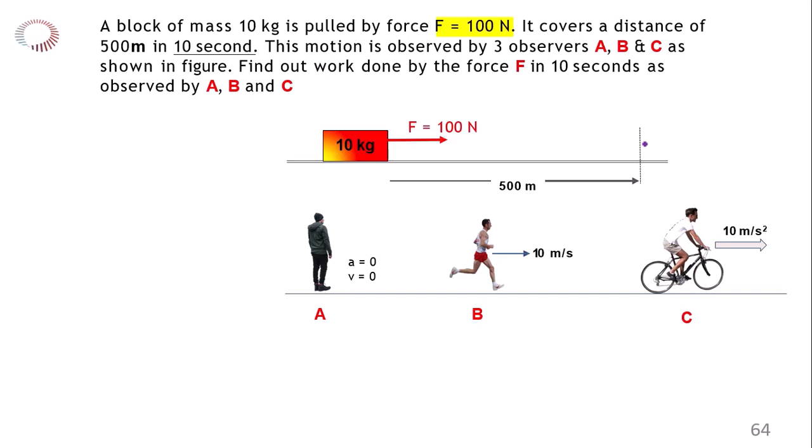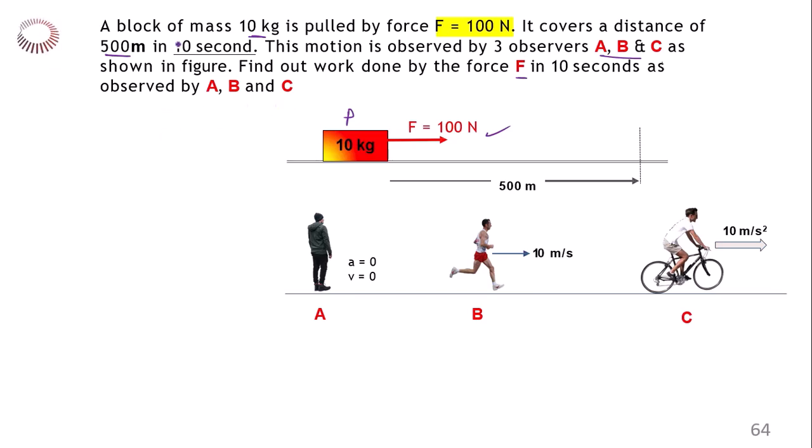Yes. Now come to this situation. Let us say there is a block of mass 10 kg pulled by a force of 100 Newton. Let us say this is the particle P. You are pulling the particle P with a force of 100 Newton, and because of this force, there is a displacement of 500 meter in 10 seconds. Now the motion of this particle P is observed by three different observers A, B, and C. We are asked to calculate the work done by force in 10 seconds as observed by A, B, and C.